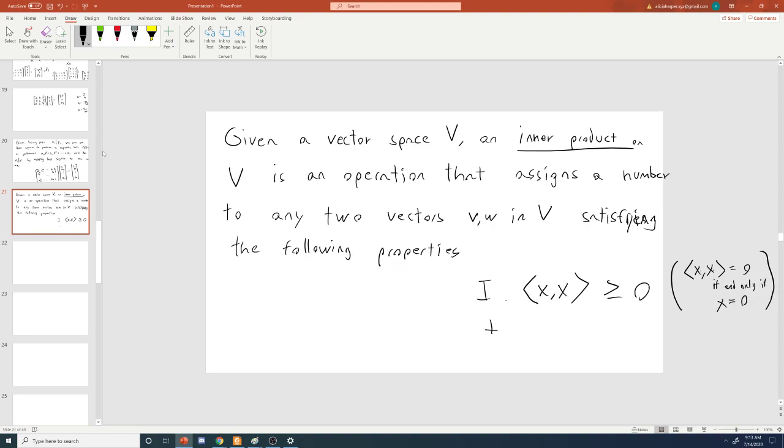The second property is what we call symmetry. It means that if we reverse the order of the arguments, we get the same thing.